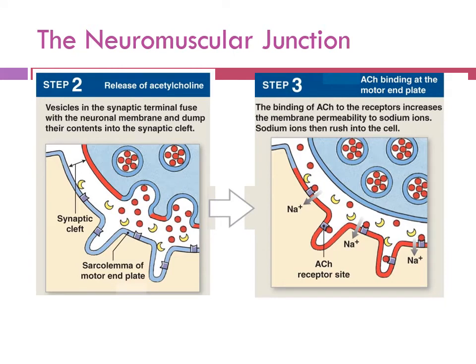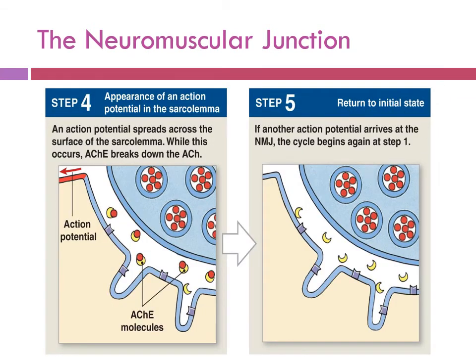So step 2, the action potential triggers the neuron to release acetylcholine into the synaptic cleft. The acetylcholine is then going to bind to the receptors on the sarcolemma, and that binding is going to cause sodium ions to rush into the sarcoplasm. When sodium rushes into the sarcoplasm, it creates a second action potential along the sarcolemma. So we have two action potentials involved here.